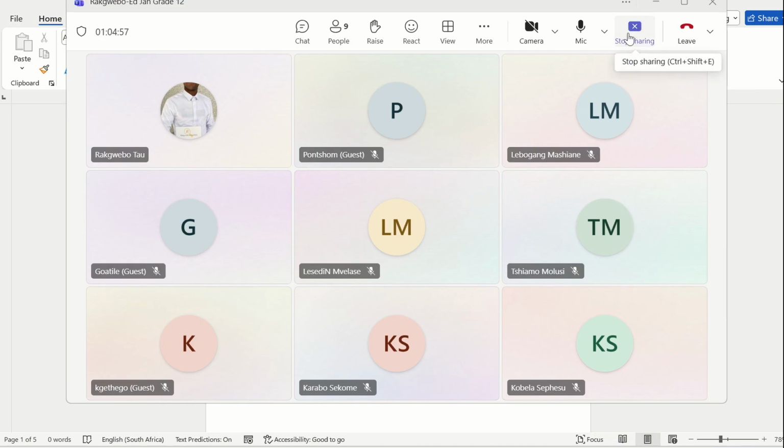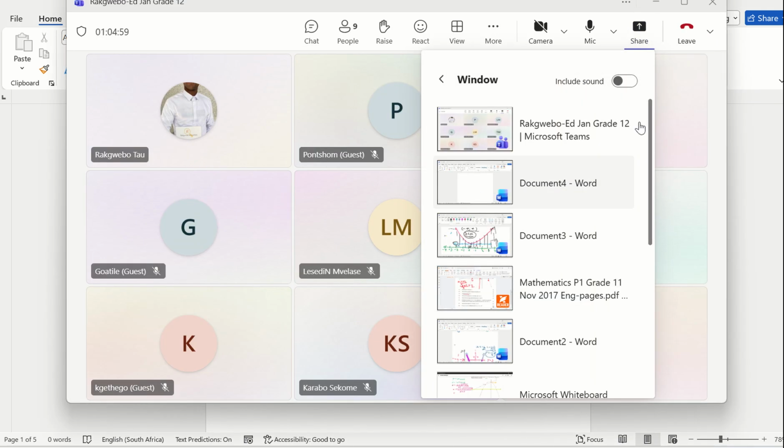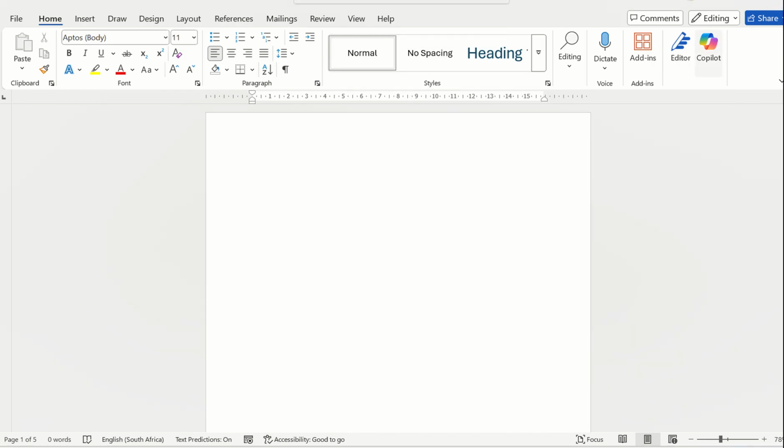The Word document. I'll just reshare it anyways. You guys can see a blank Word document. So now I'm trying to explain what we call the range.